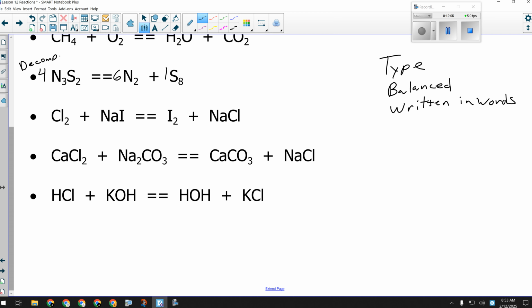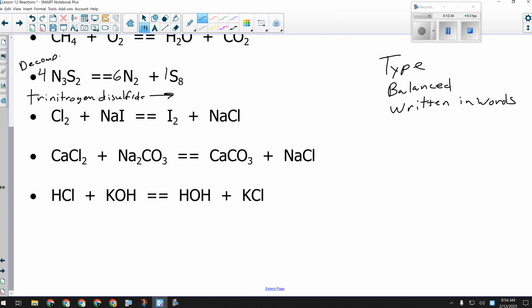Is this ionic or molecular? It's molecular, right? They're both non-metals, so this would need to be written as trinitrogen disulfide. Okay, and that breaks down into, what would I call this stuff? Just this?